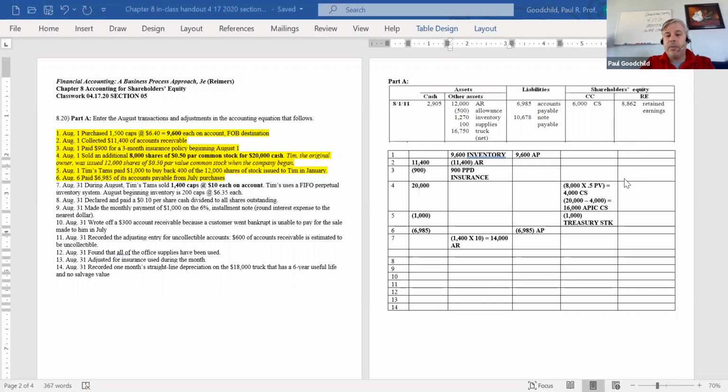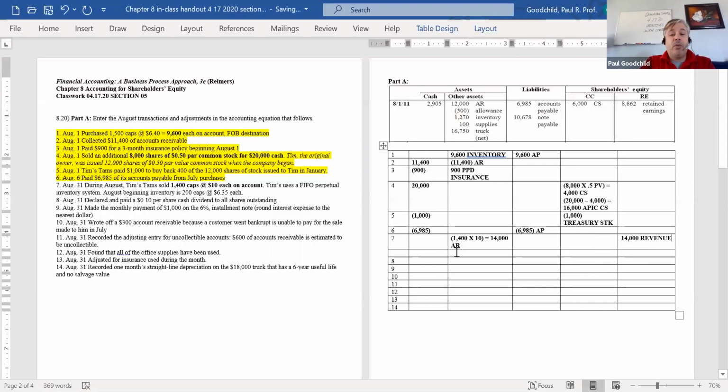Cap, I'm assuming baseball cap here, but maybe it's a pipe cap or something like that. Somebody asked the question, what are caps here? And it's just an inventory product. All right. So $14,000 in accounts receivable and $14,000 in revenue or sales.